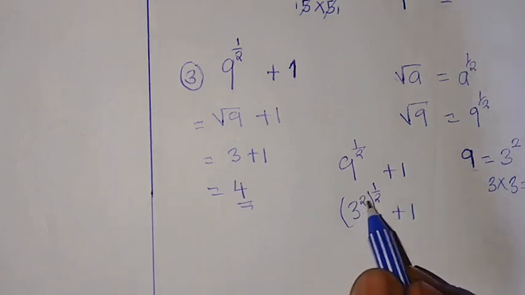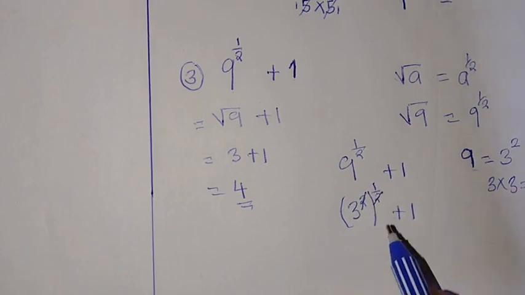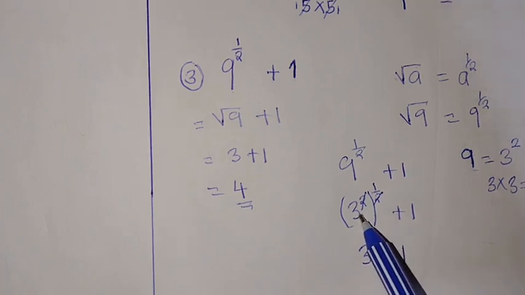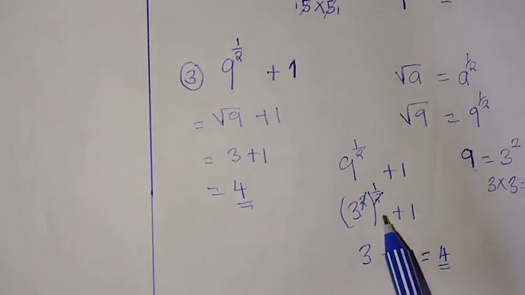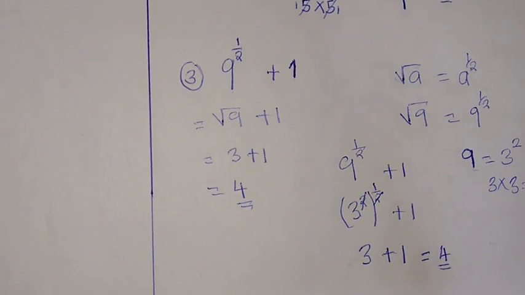So we apply the power of a power principle. We can cancel this 2 and this 2, remaining with 3 plus 1, because we had 3 to the power 1, and 3 to the power 1 is the same number 3. So 3 plus 1 will give us 4. So you can either use this method or the other one. So we are done answering our third question. Let us now answer our last question.